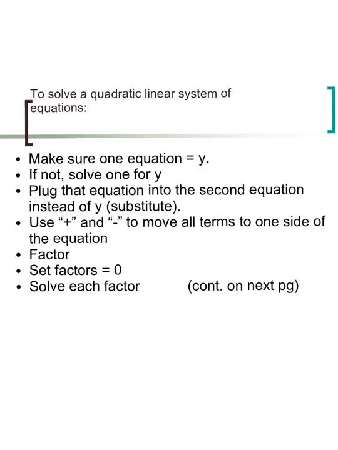So to solve a system of quadratic linear equations, the first thing you're going to do is make sure that one equation is equal to y. If not, you're going to solve one equation for y. You're going to plug that equation into the second equation instead of the y. We're going to substitute like we did when we did a system of linear equations. You're going to use addition and subtraction to move all of the terms to one side of the equation. You're going to factor and set each factor equal to 0 and then solve.